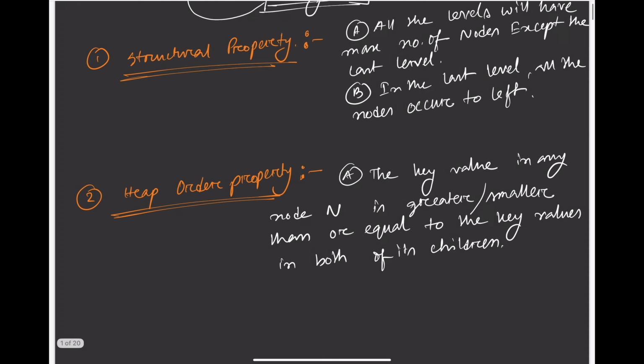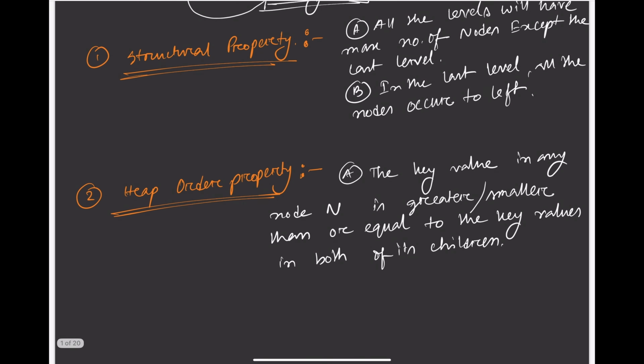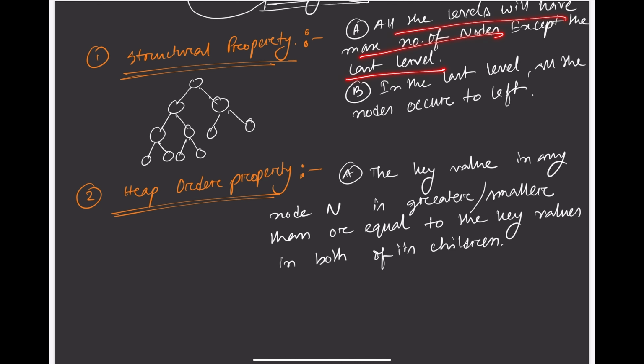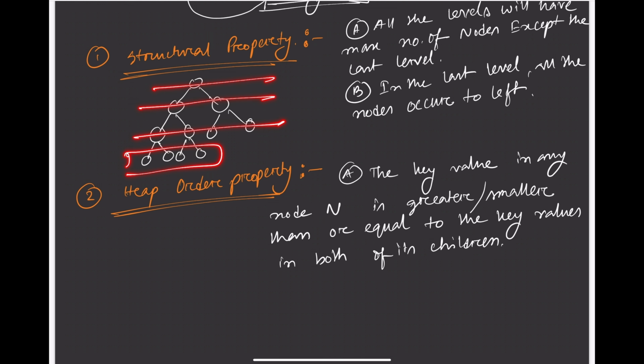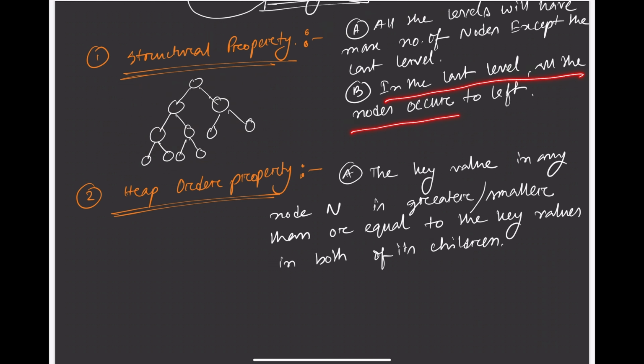Now let's talk about the structural property. For example, if this is a binary tree, then except the last level, all the levels should be maximum. So this is maximum, this is maximum, this is maximum. Except the last level, every level is maximum, so this condition is passed. In the last level, all the nodes occur to the left. Now if you see from left to right, is any place empty?